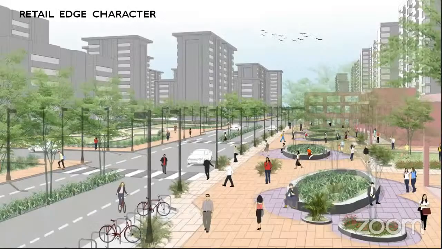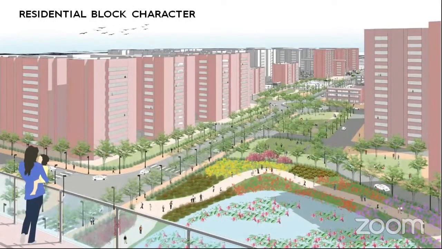So this is how the retail edge of this residential block was imagined, with wider pedestrian walkways and some plazas for people to sit and walk. And this is how the overall township looks from a balcony, like how the open spaces are going to look.